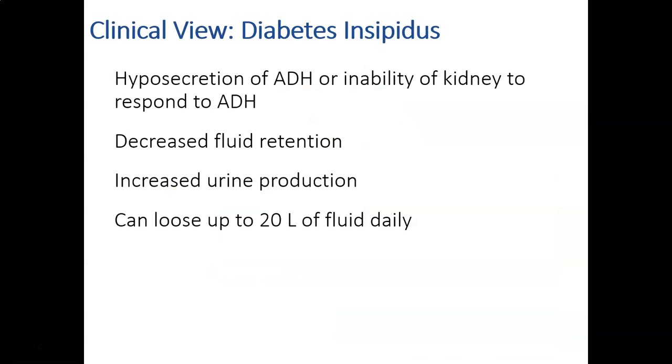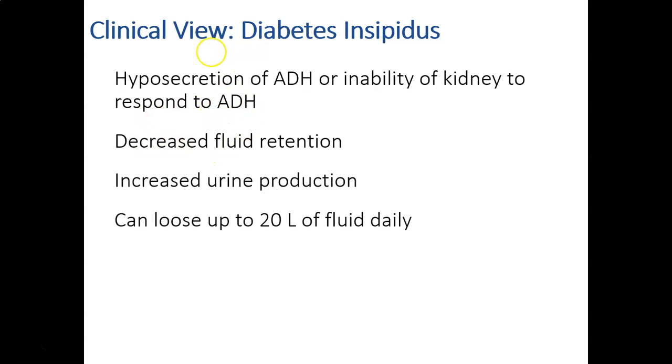Well, there's this condition when you have lower than normal ADH. Or sometimes your principal cells of the kidney are not responding to ADH. Either way, you have low ADH activity, which is going to result in a low number of aquaporins on the principal cells. The result is that you're going to lose a lot more fluid, especially the water component, in your urine.